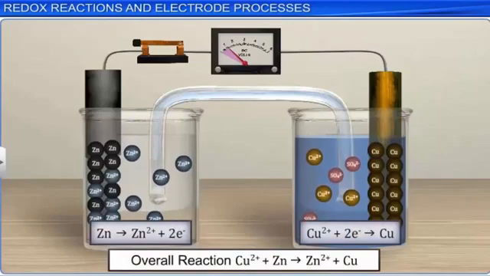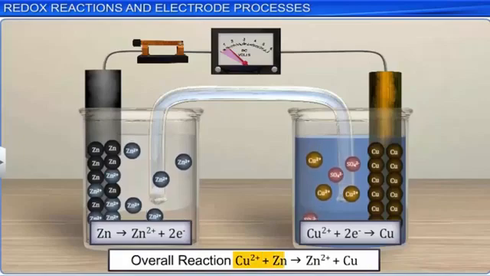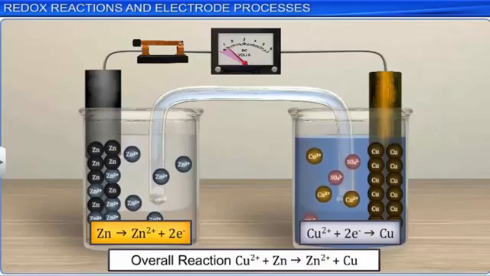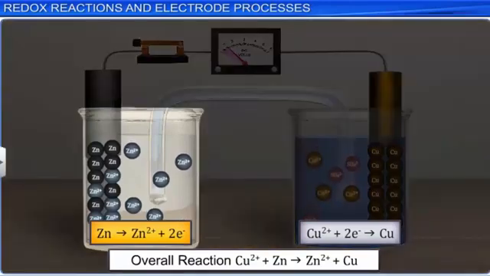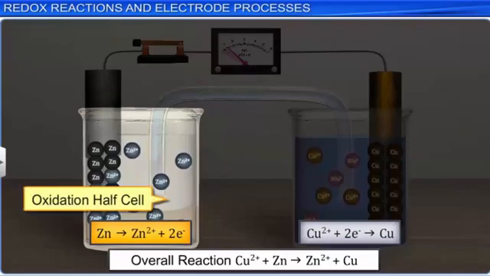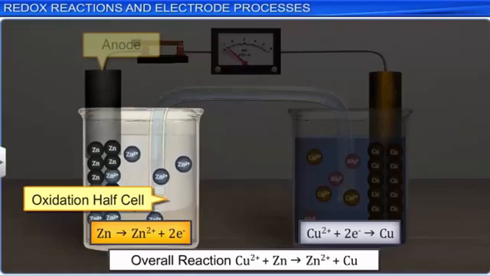The overall equation for the reaction is copper 2+ ions react with zinc metal to form zinc 2+ ions and copper. Note that Zn loses electrons and undergoes oxidation, and hence the beaker in which the zinc rod is immersed in zinc sulfate solution is called the oxidation half cell. The electrode at which oxidation takes place is called the anode.